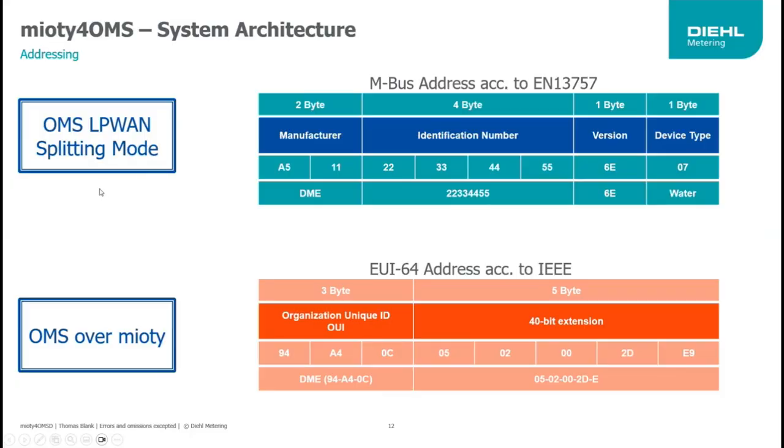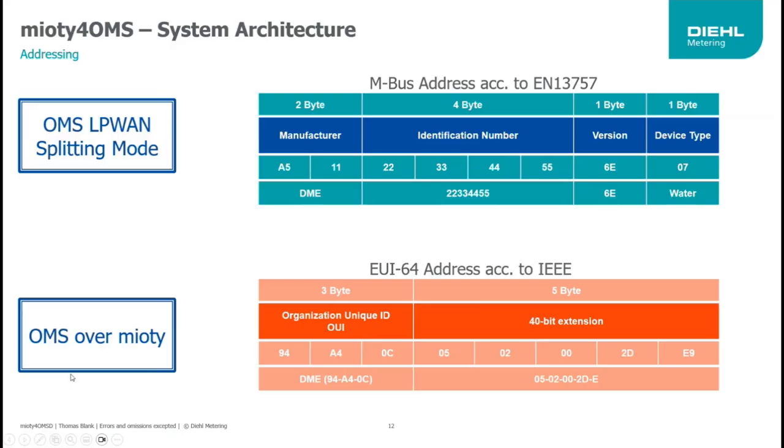The other difference that I pointed out was the addressing. In OMS LPWAN, we are using the well-known MBUS address according to the MBUS standards. And this is an 8-byte address built up with some information about manufacturer, an 8-digit number, a version field, and a device type. For example, here it's a DME, a DIEHL Metering water meter with this 8-digit serial number.